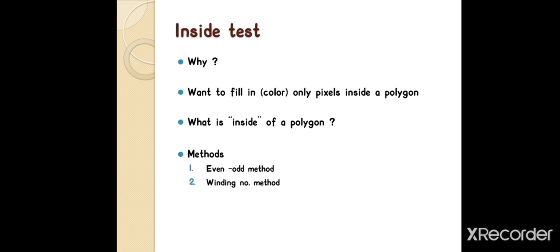But the computer is a dumb machine, it does not know, so there is a need to give it some condition, some test. That's why there is a use of the inside test. There are two types of this inside test. One is the even odd method and the second one is the winding number method.